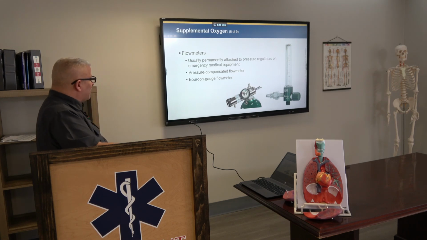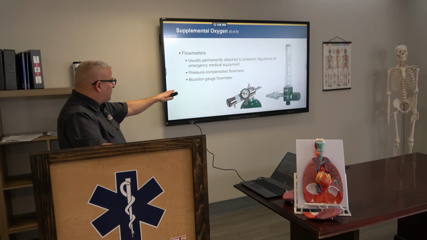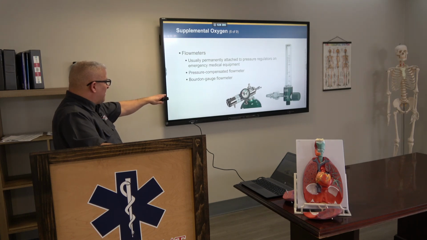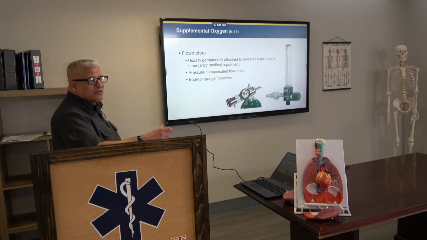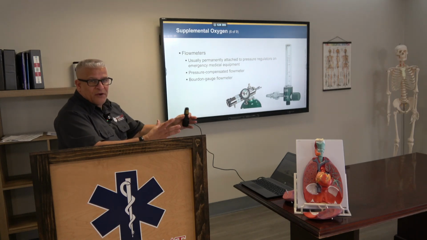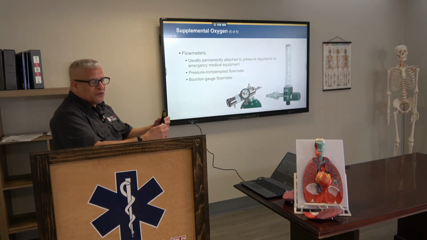The one on the right side of your screen is the one that we're going to be using. This is the Bourdon gauge flow meter. When you turn the tank on, it'll go into the first stage of the regulator, showing you the amount of pressure, and then the black knob at the end is the flow meter. It'll adjust liters per minute. And like I said, at the end of the video, we'll have another video so you can see how it's all installed and how it works.